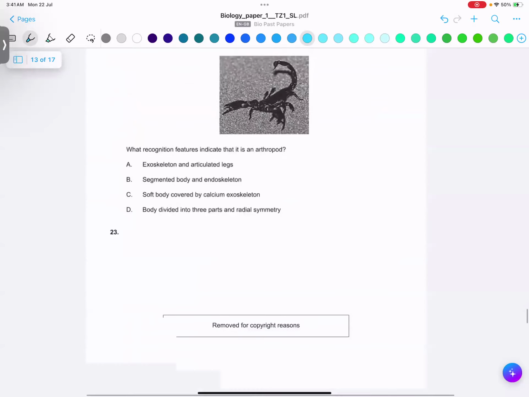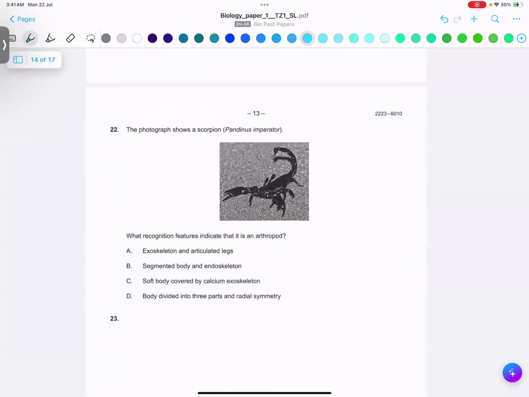Okay. So now for the next question. The photograph shows a scorpion. What recognition features indicate that this is an arthropod? Okay, so we do know that scorpions have an exoskeleton. When you step on one, you can hear the crunch, the sound, because of the exoskeleton. So that is true. And articulated legs, yes. So this answer will make sense.